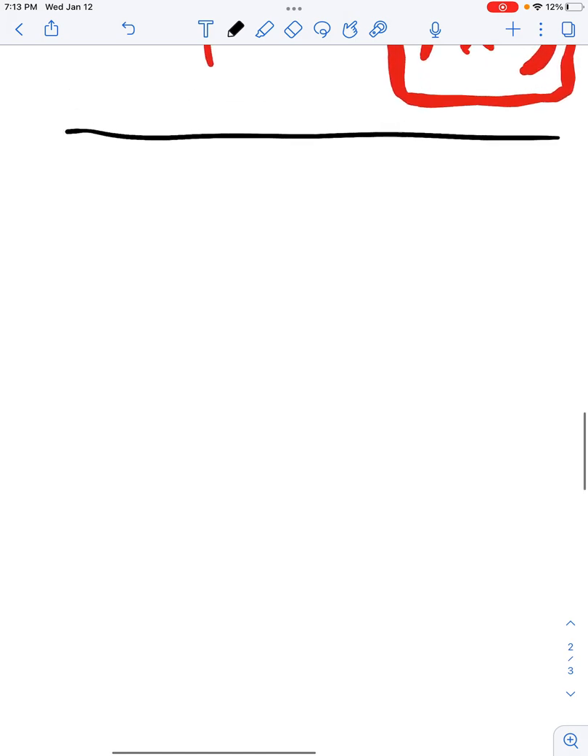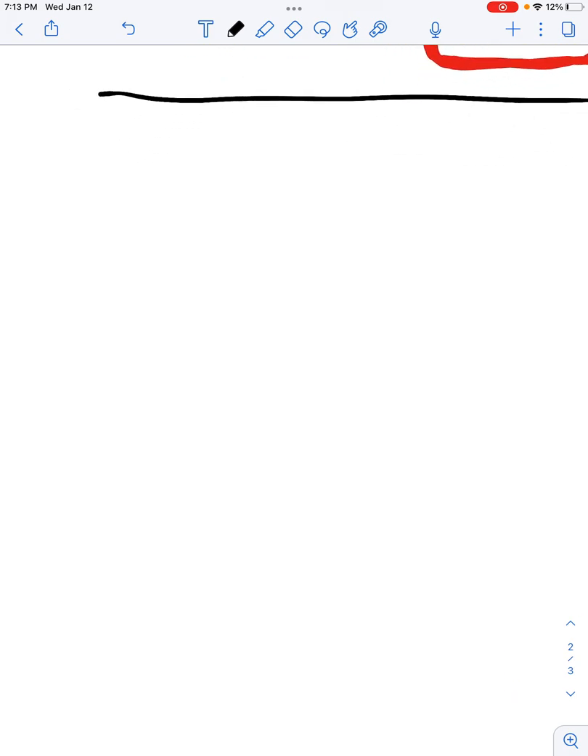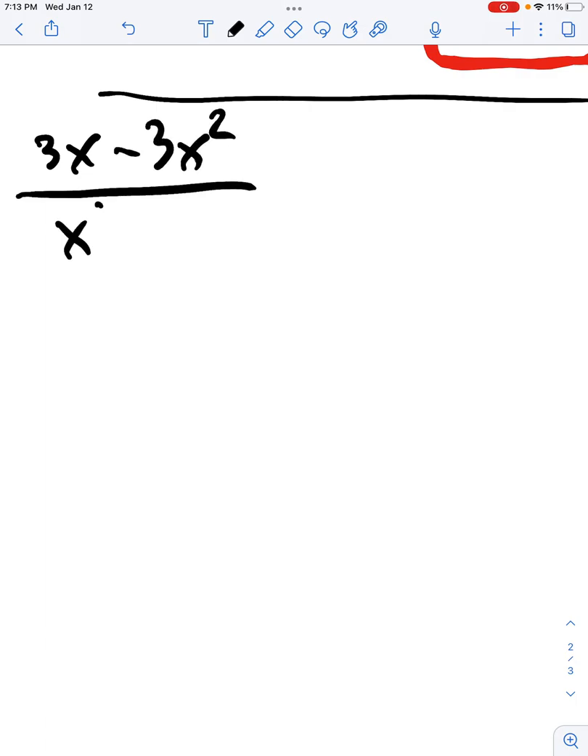Again, these problems can be kind of labor intensive, so it's very important you be clear with your notes and you are writing slowly and clearly so that you don't miss a step or mistake something.